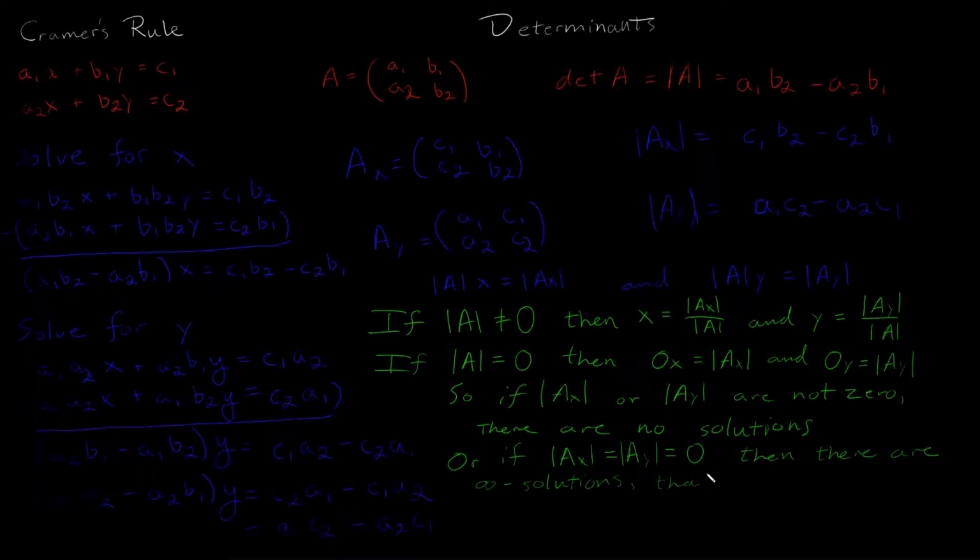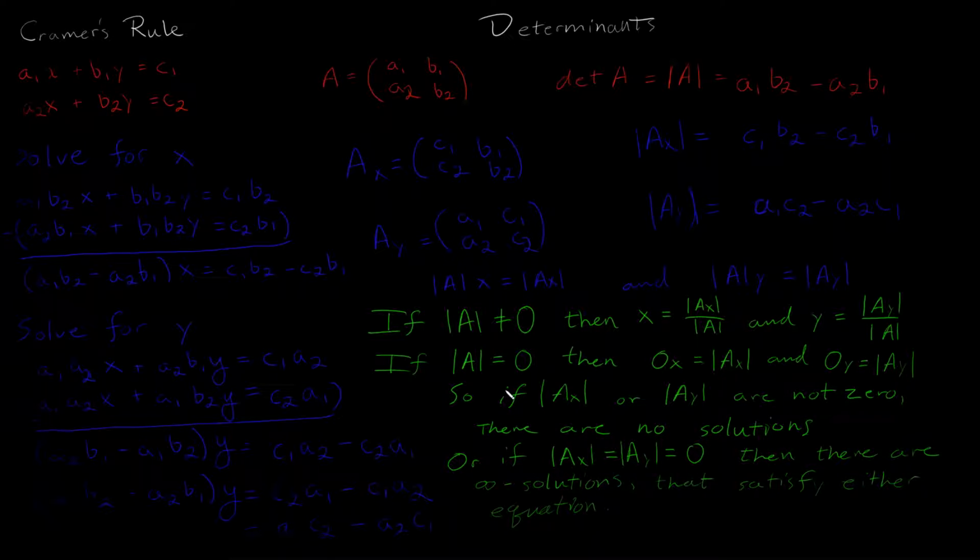that satisfy either equation. What I mean by that is it's not just the whole xy plane, it's all x's and y's so that a1x plus b1y equals c1. But those happen to be the exact same x's and y's that satisfy the second one, because these are both lines and they're the same line in this last case.